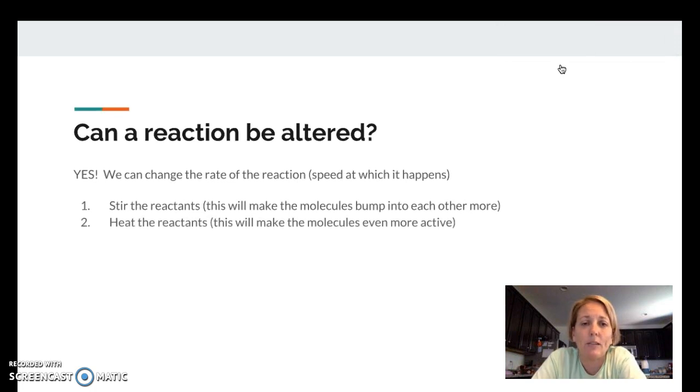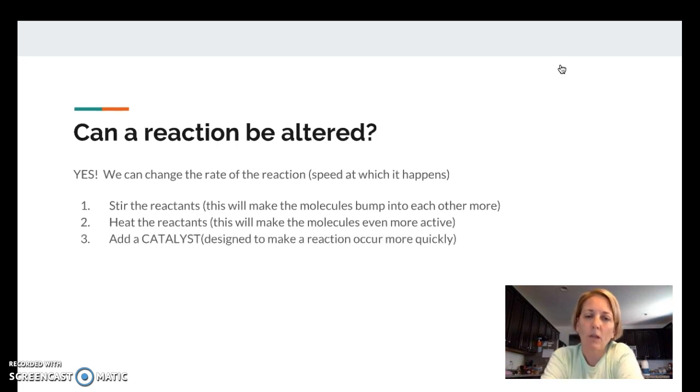If we add heat to the reactants, this will cause them to be even more agitated than they would be by stirring them, which is going to force things to break apart because of that agitation of adding heat. Or we can add something called a catalyst. A catalyst is basically designed to react with something to cause the reaction to occur more quickly.